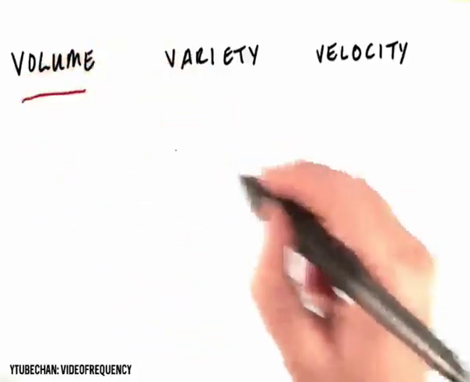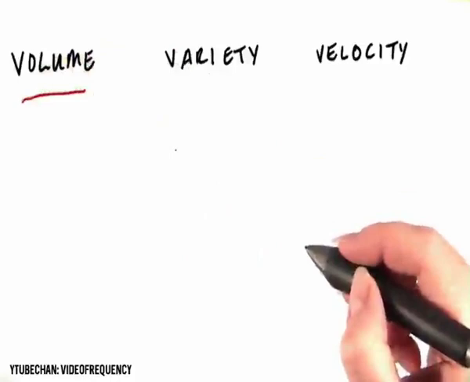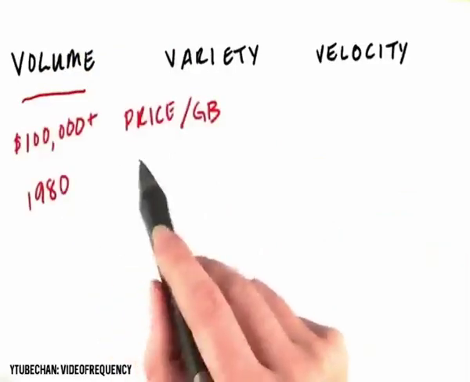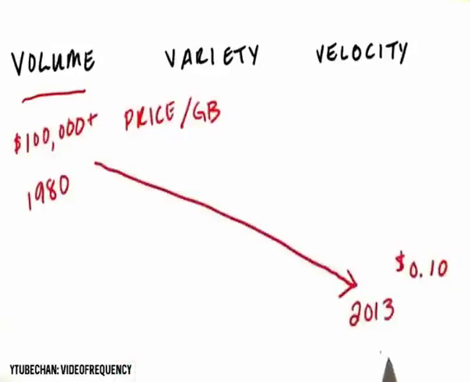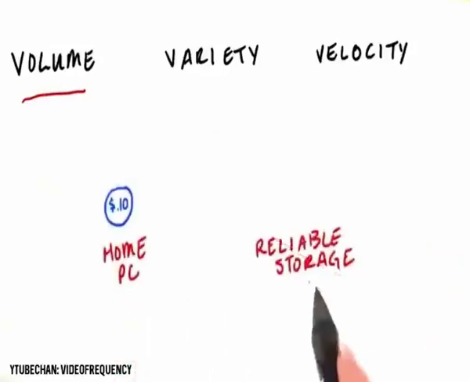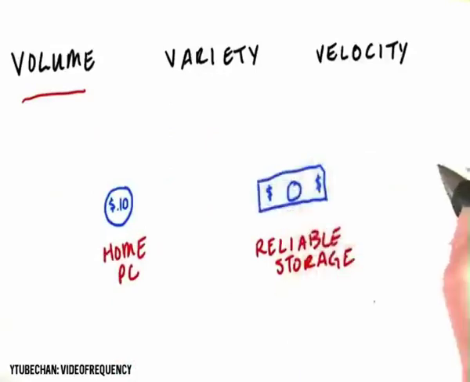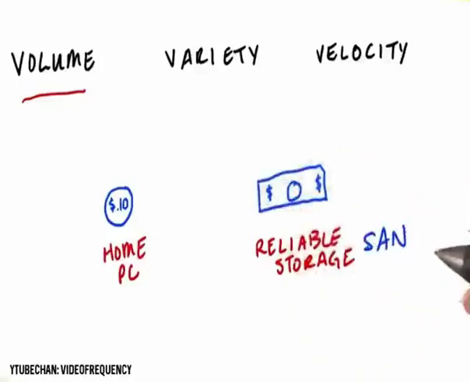Let's start with volume. The price to store data has dropped incredibly over the last 60 years. In 1980, the cost per gigabyte was several $100,000. In 2013, it's merely 10 cents. Although it's worth saying, to actually store the data reliably, you're going to end up paying more than that. That's particularly the case with more traditional storage devices, such as storage area networks, or SANs, which can be extremely expensive.